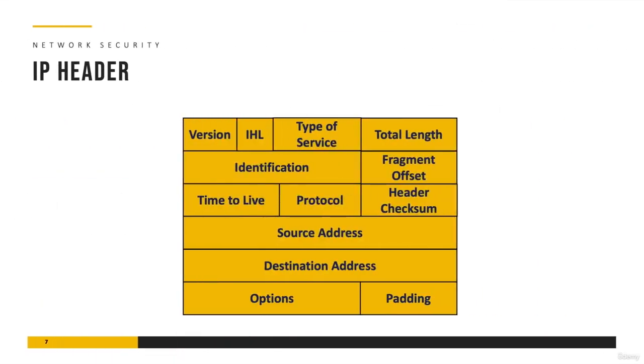Let's have a look at the IP header. It has different fields which are used by the IP protocol to assist in routing, error reporting, and so on. So the first is the version. We have 2 versions of IP running currently. We have IP version 4 and IP version 6. So IP version 4 is the original one that we just discussed. IP version 6 is the new one.